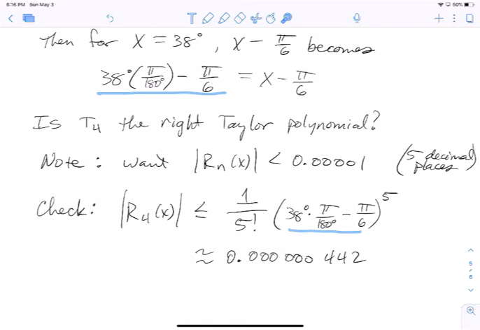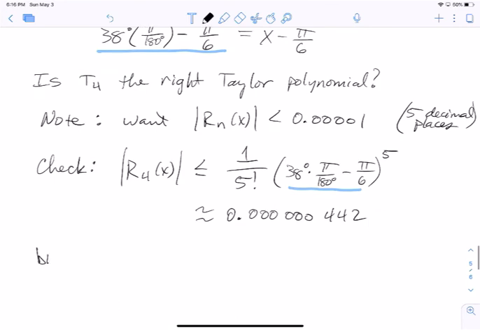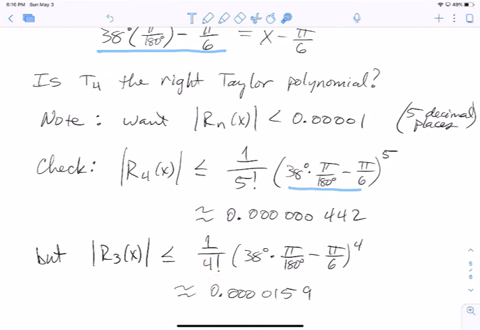And so the error is less than 0.00001. But now the question is, is R sub 4 overkill? Well, R sub 3 of x, with 4s in place of the 5s that we just saw, gives us a value of 0.0000159. This is not within the desired accuracy. So this error is too big. Therefore, yes, R sub 4 has the right remainder, and so yes, T sub 4 is the right Taylor polynomial.